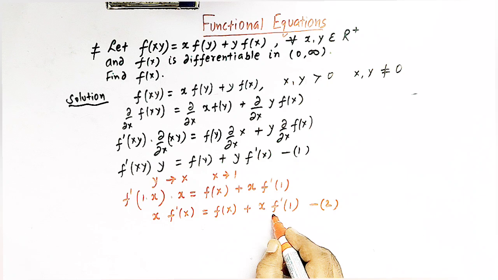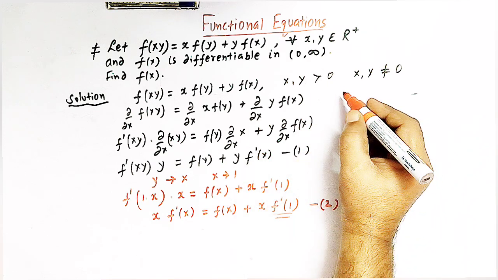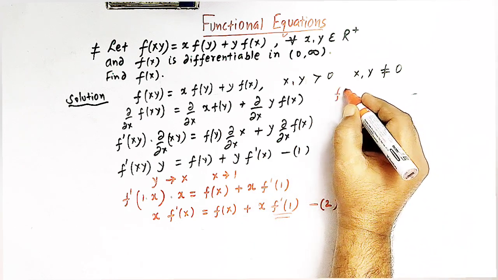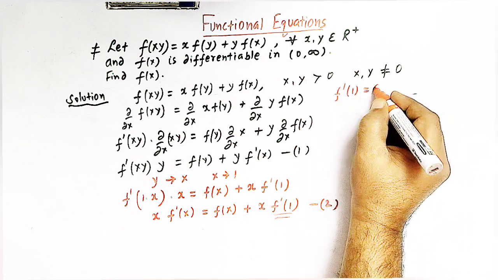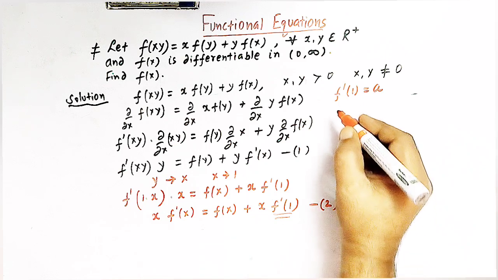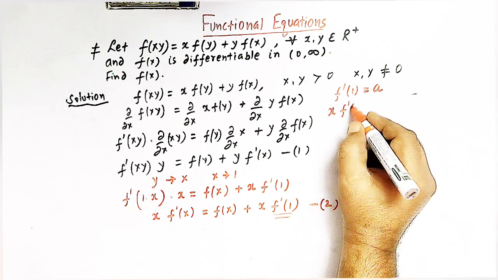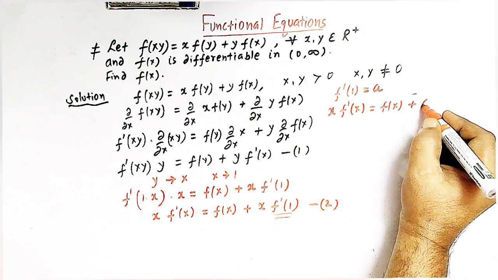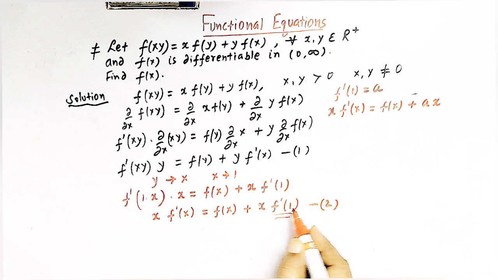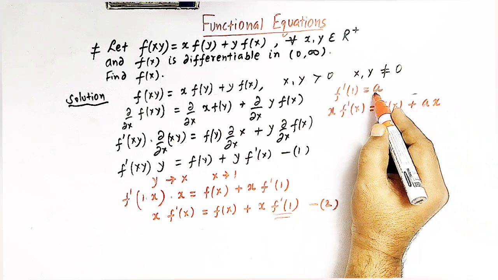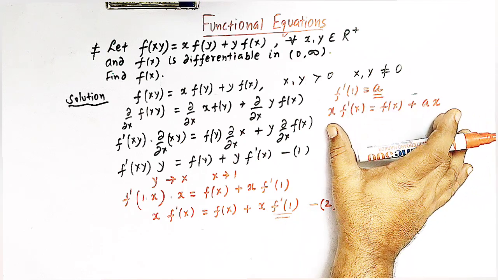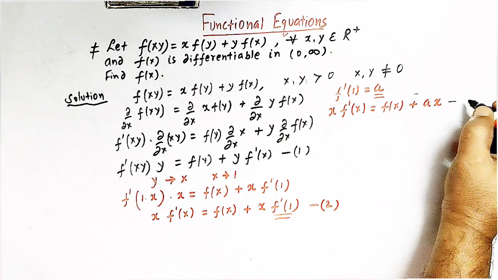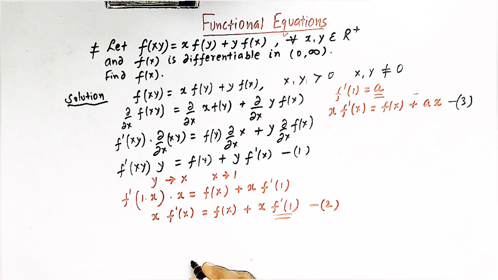Here we see that we have f'(1), that is the derivative of f(x) at x equal to 1. So let us take f'(1) as a. Now we can write equation 2 as x f'(x) = f(x) + ax, where for f'(1) we have written a. So we have now this equation. Let us call this equation number 3, right?